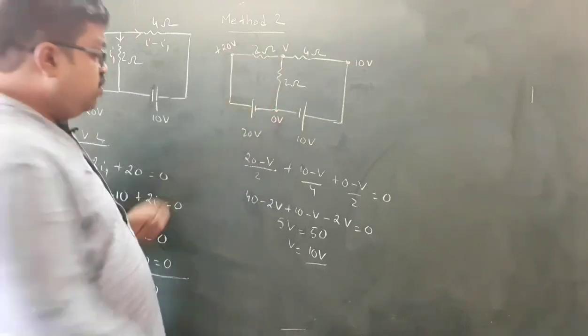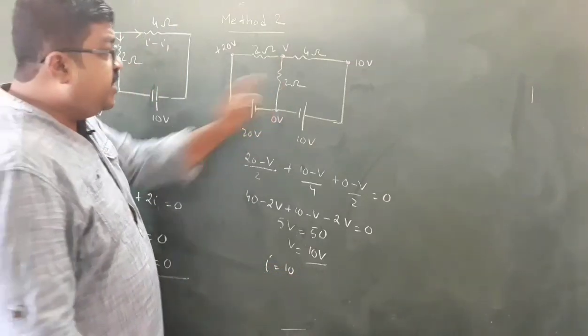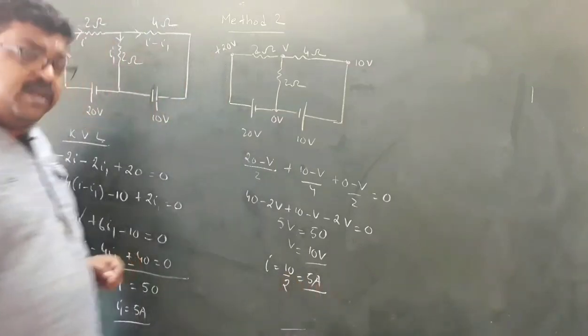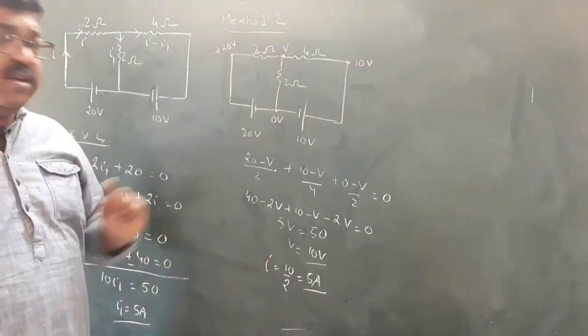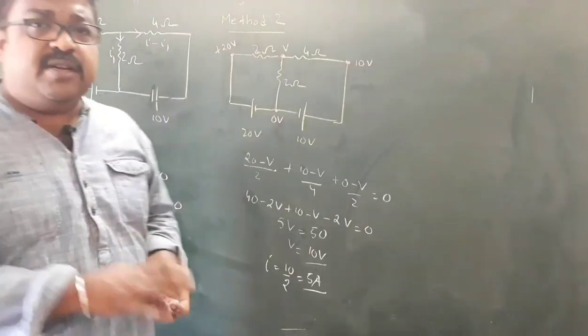Resistance is 2 ohm, so how much will be the current? Current will be the potential difference across these two terminals divided by resistance 2, so that is equal to 5 ampere. So this is the same as the previous answer. So current flowing through this is 5 ampere. So this is method 2. Now let's see method 3.